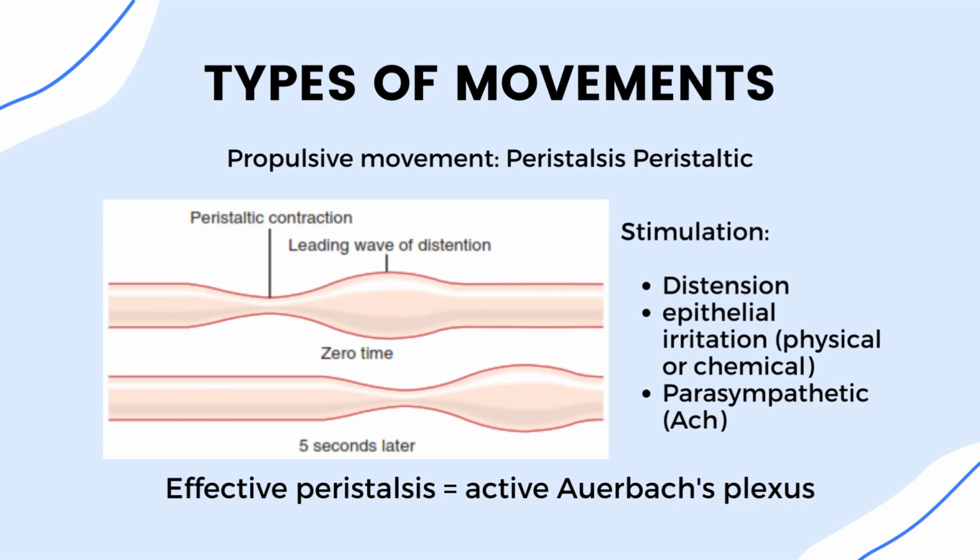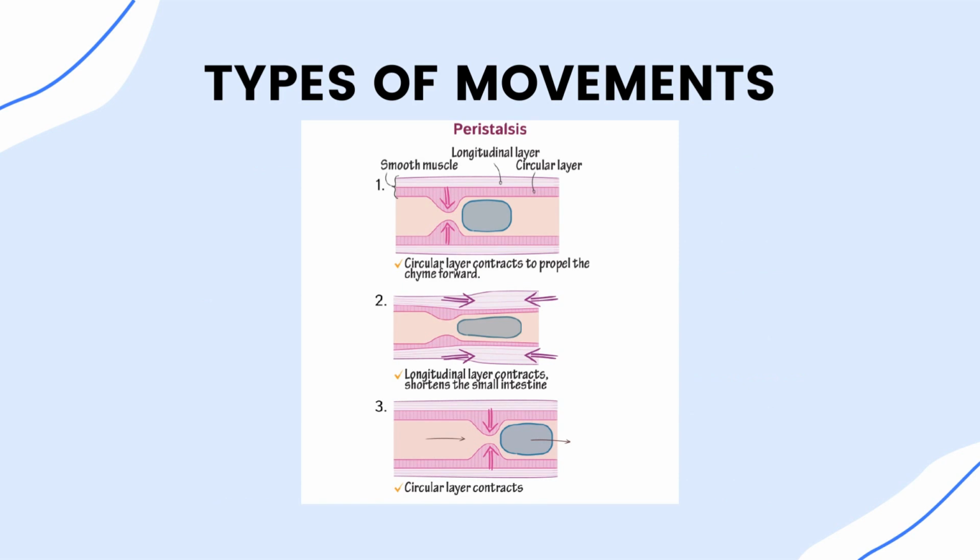The main stimulus for peristalsis is distension. When distended, the enteric nervous system creates practically a ring 2 centimeters above the distended zone. A contractile ring around this distended zone is called peristaltic contraction. Other stimuli besides distension are epithelial irritation, either physical or chemical, and obviously the parasympathetic stimulus mediated by acetylcholine. For an effective peristalsis, there must be an active Auerbach's plexus or myenteric plexus, since it is this plexus that generates the contractions.